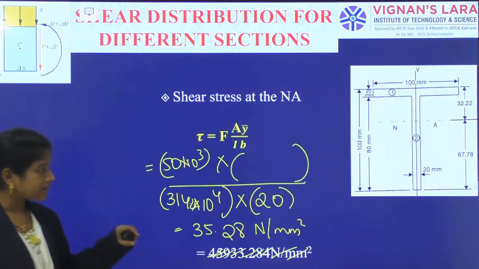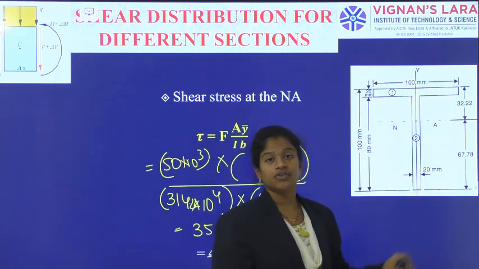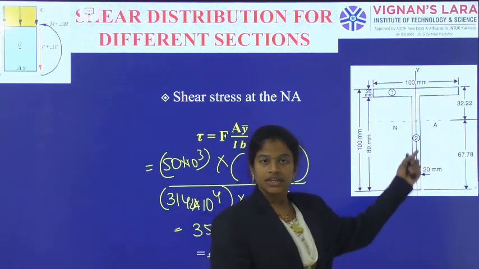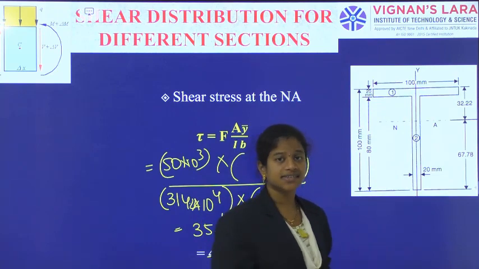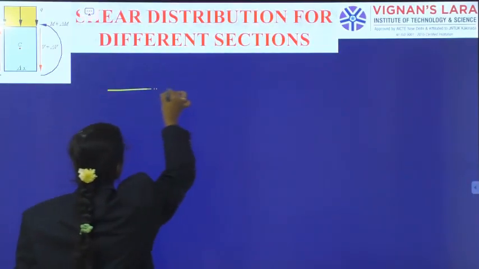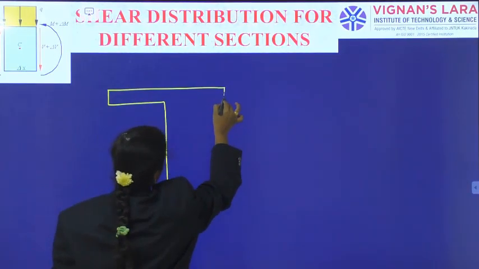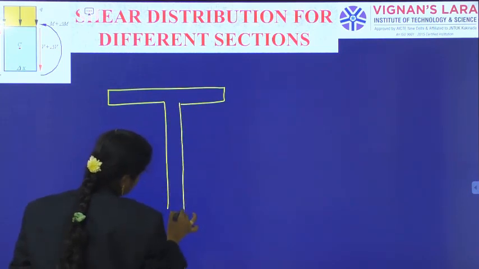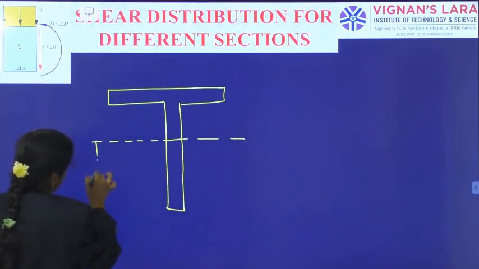Again, is any other point left? Yes, at the complete bottom edge of the web. As the top is the extreme, this is the bottom extreme. There also the shear stress is equal to 0. So, I am generating the picture for this. Here I am having a T section and indicated the neutral axis.